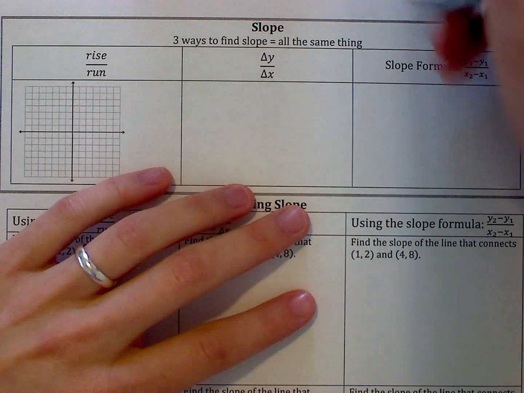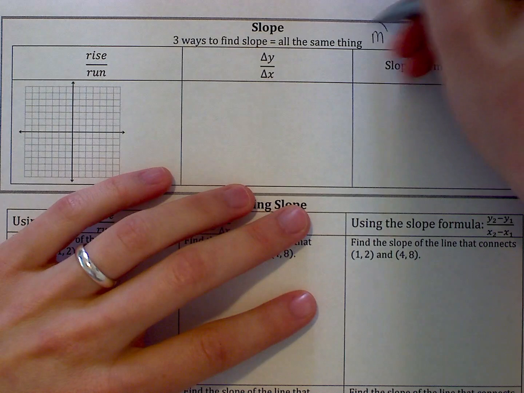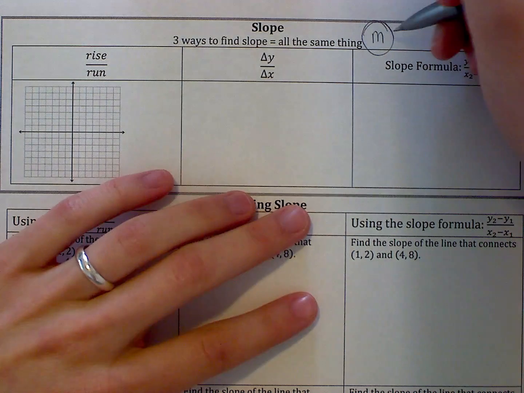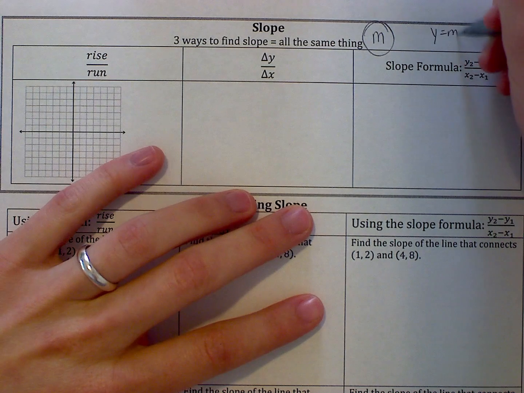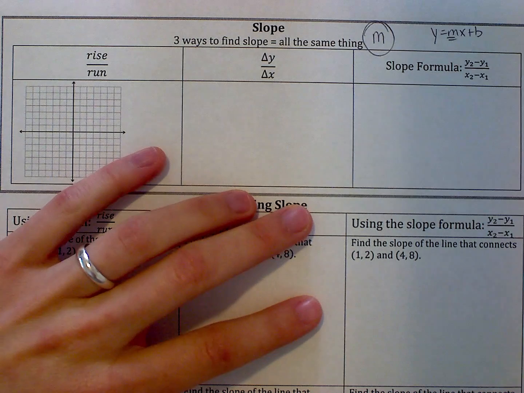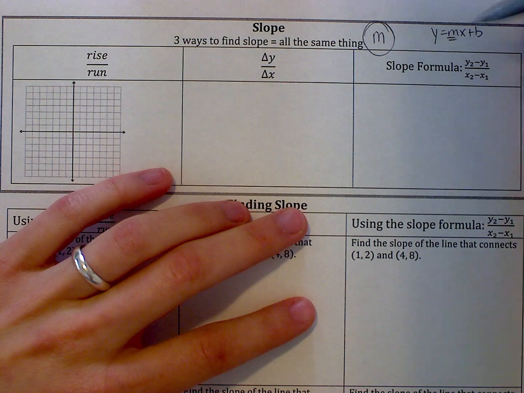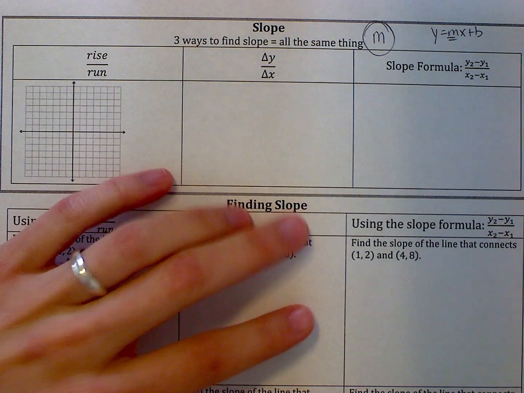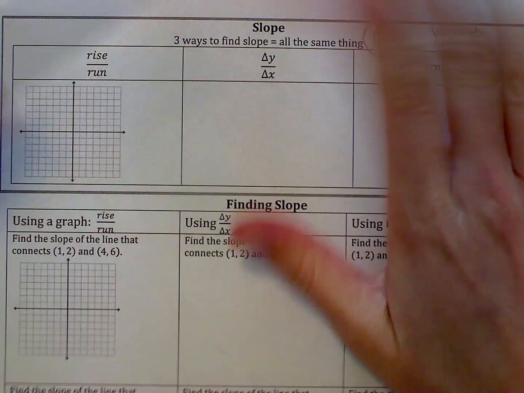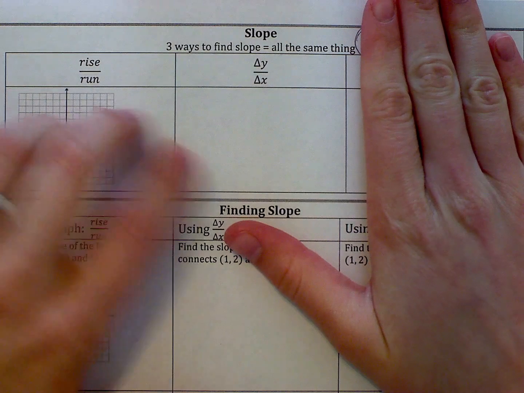So we know that slope is represented by the letter m. This is really important, right? Slope is always represented by letter m, as in y equals mx plus b. And so just always be aware that the letter m represents slope. And so I'm going to show you, we've talked about two different ways to figure out slope.